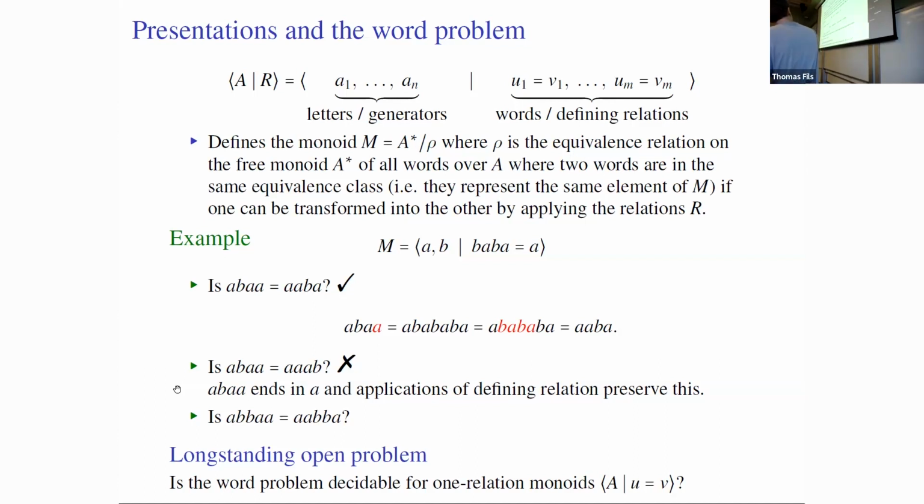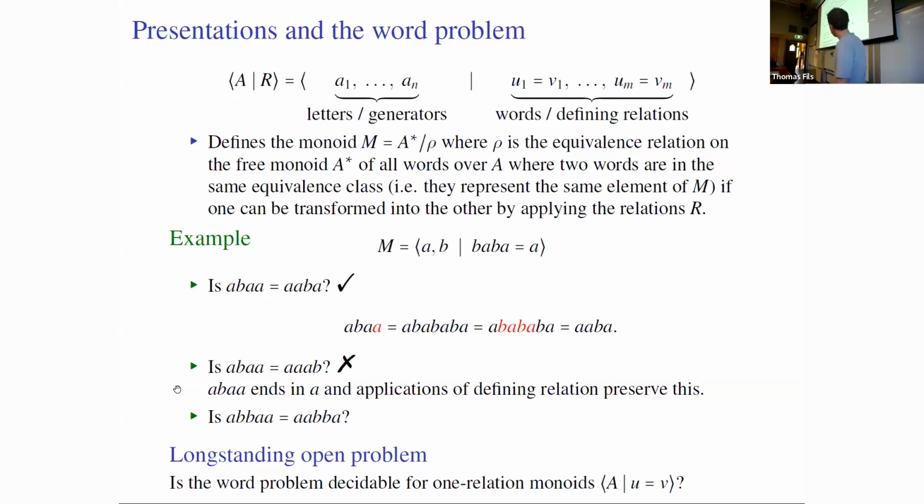And a question you could ask is, okay, we don't want to spend our lives doing this. Given an example like this, we'd like to write a computer program which takes as input any two words and then says yes or no, they're equal, and stops in finite time. If there is such an algorithm for a given example, then you say that that monoid has decidable word problem. This one does, by the way. There's an algorithm. I'm not telling you what it is, but there is one.